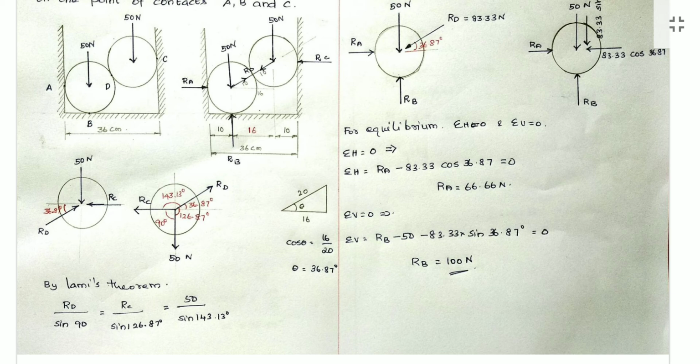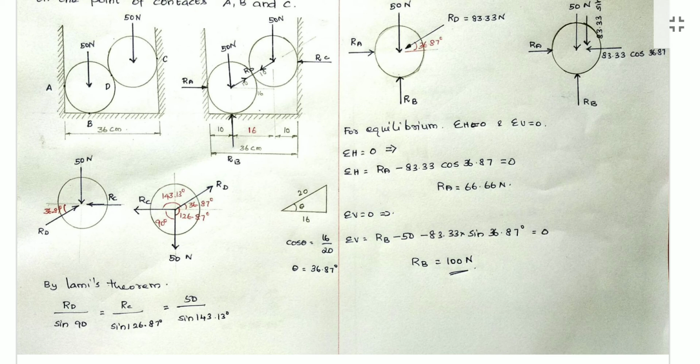So how to find the included angles? We need to find the angle of the force RD with respect to the horizontal. The angle between RC and 50 Newton is 90 degree. So if we find the angle of RD with respect to the horizontal, we will find the remaining two angles. So see the diagram.